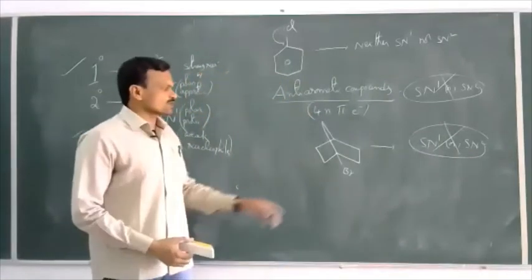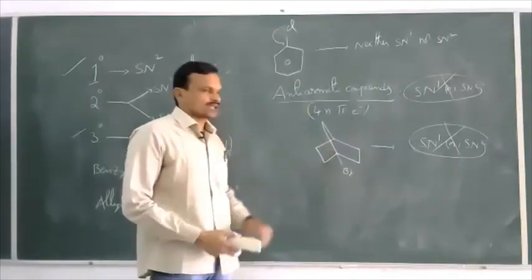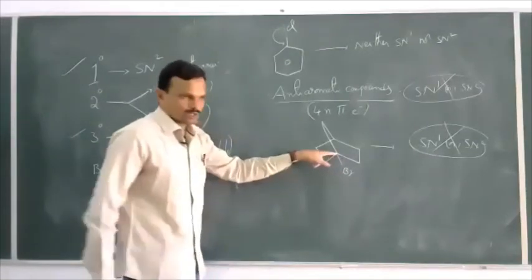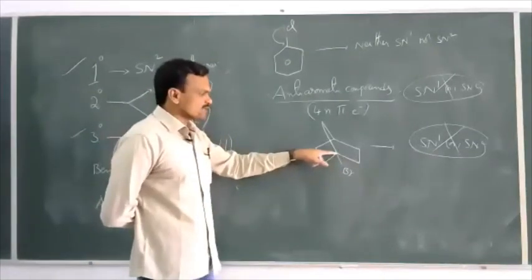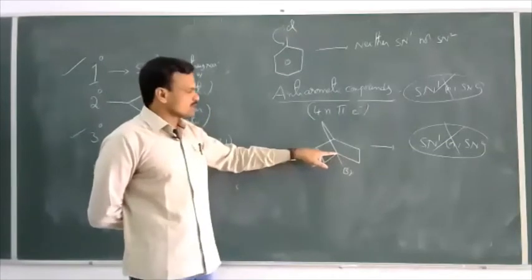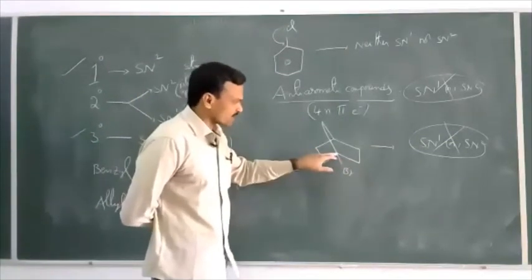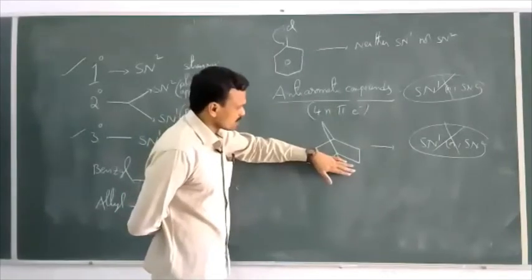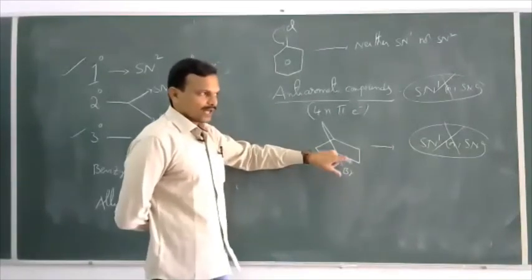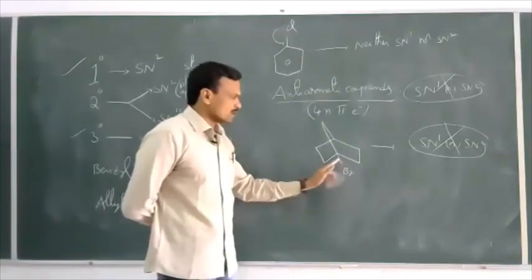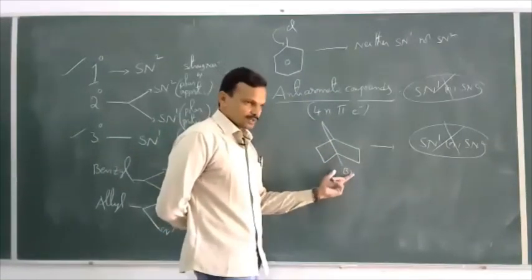So bridgehead halogen compound does not undergo either SN1 or SN2. Why? If you remove Br minus, C plus will be formed here. What is the hybridization of C plus? sp2. The shape should be trigonal planar. Actually, here the shape of the remaining group is tetrahedral. If you remove this, the remaining group should be pyramidal. But actually, the carbon C plus shape is trigonal planar. So Br minus replacement cannot take place.